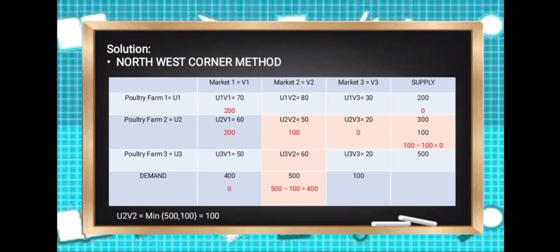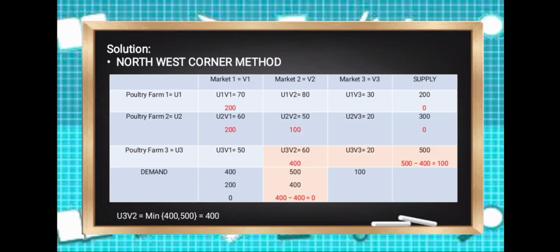Then the next step: since we still have the demand in column 2, which is 400, we stay in column 2 and proceed to row 3, which is U3 V2. Then we find the minimum, since we have the demand of 400 and the supply of 500.